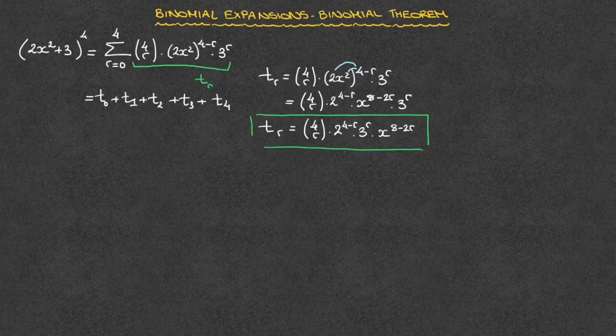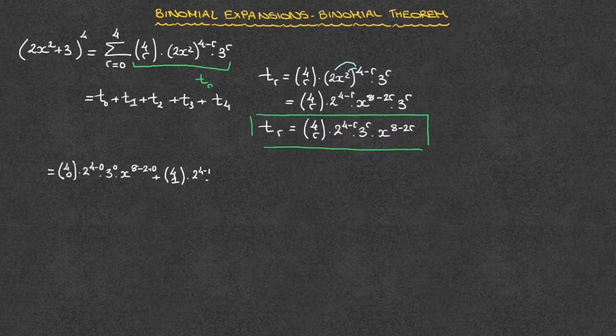Here's how that works. For T0, we replace every r by 0. So that would be the binomial coefficient (4 choose 0) times 2 raised to the power of 4 minus 0 times 3 raised to the power of 0 times x raised to the power of 8 minus 2 times 0. We add to that T1, for which we replace every single r we see by 1. So that's the binomial coefficient (4 choose 1) times 2 raised to the power of 4 minus 1 times 3 raised to the power of 1 times x raised to the power of 8 minus 2 times 1.